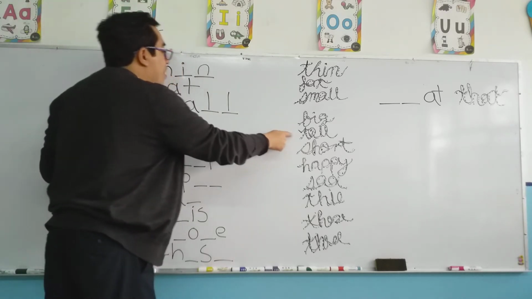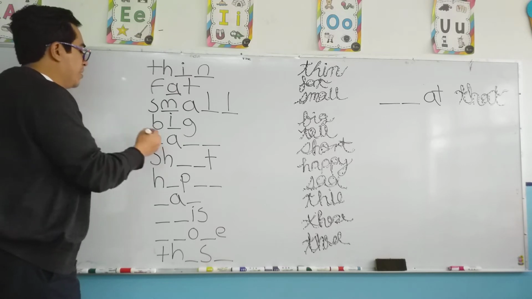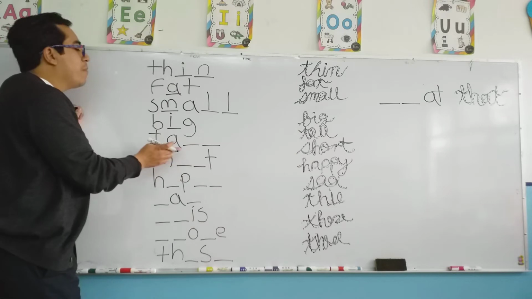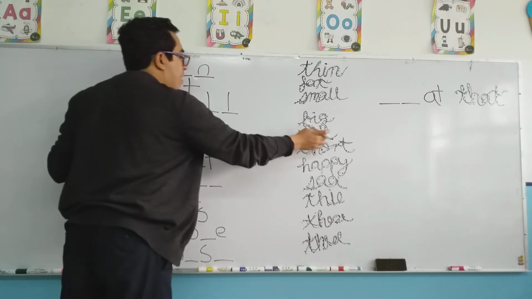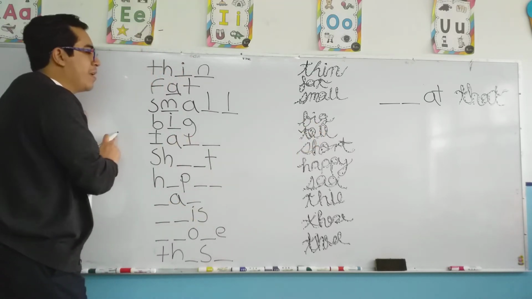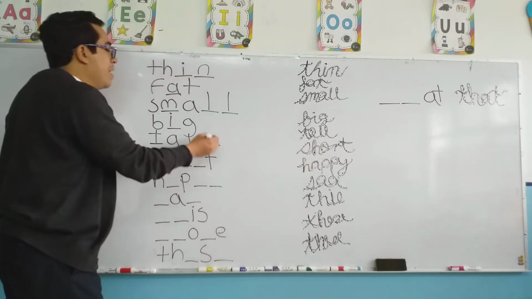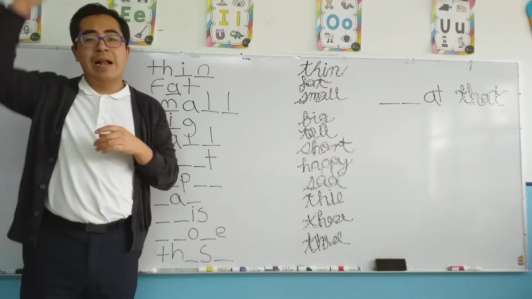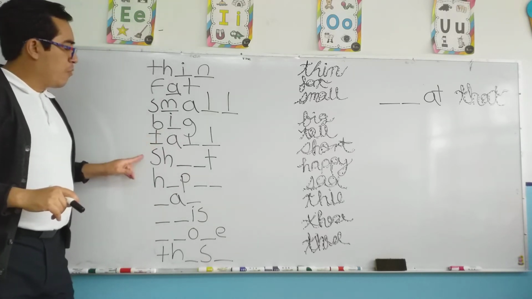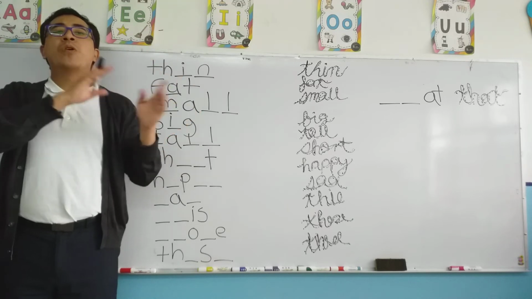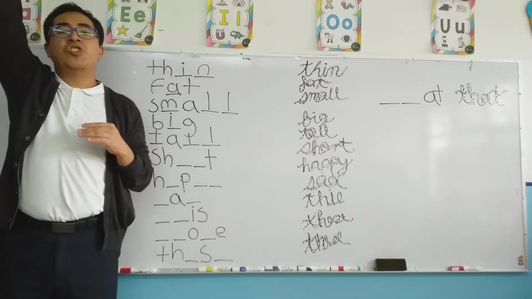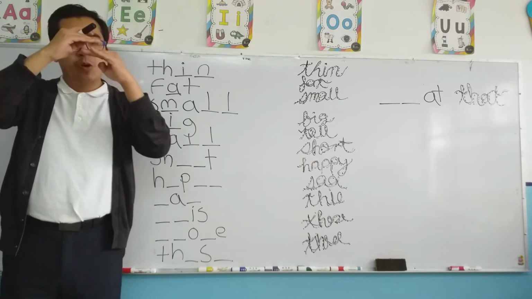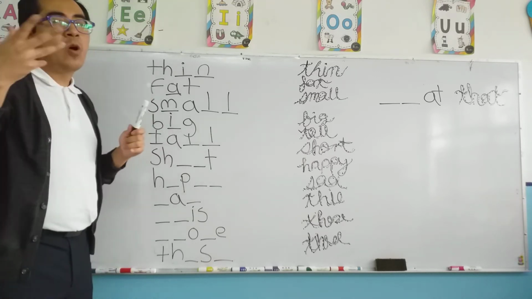So, tall. Missing letters for this word: letter T of tomato, letter A, we already have it, letter L of lemon, and another letter L of lily, and it says tall, alto. Under, we have the opposite or the contrary of tall, which is short. Tenemos lo opuesto a alto, short, corto, corto o pequeño.